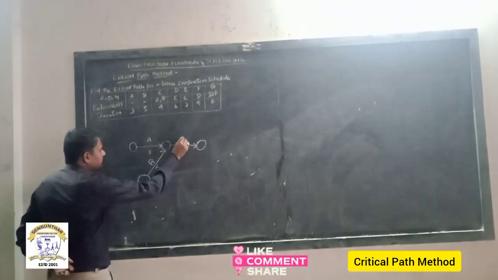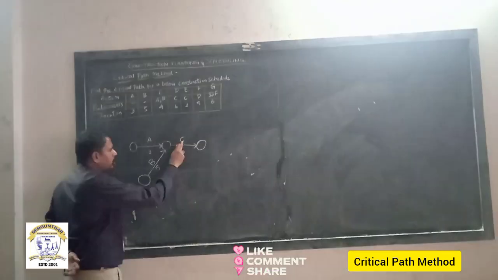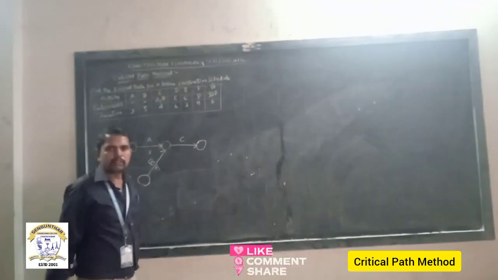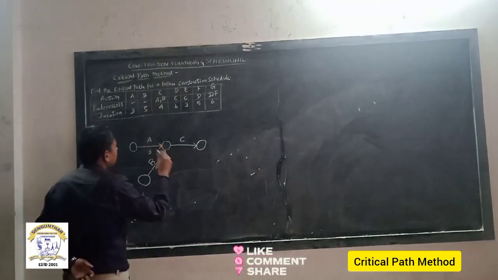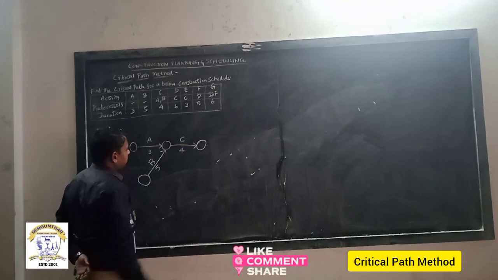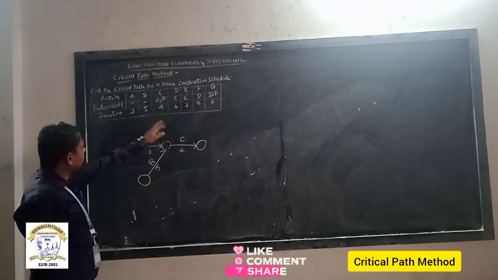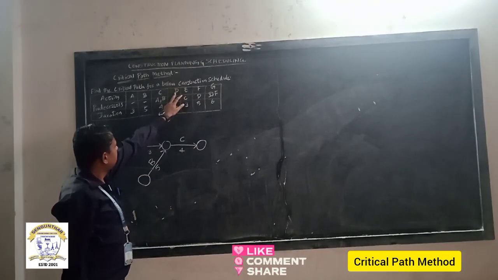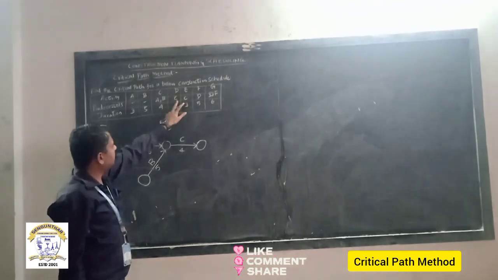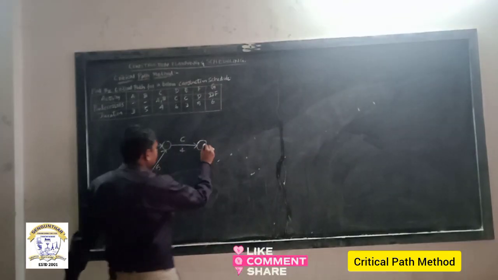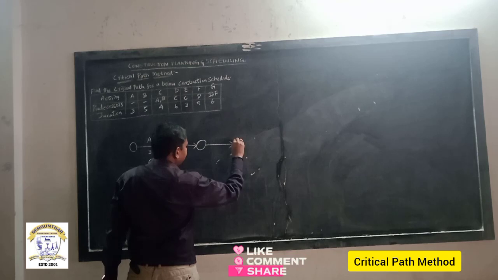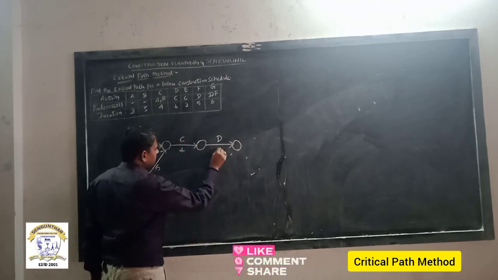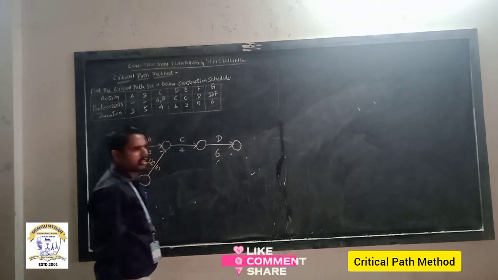Okay, listen. So this is C activity. When the C activity starts, only after activity A and activity B end will activity C be initiated. That is the meaning of this point. So for C activity, the respective duration is 4. Right. See the next activity, D. For D activity, what is the preceding activity? C. So after completion of C only, activity D will be initiated. So this is D activity, and its respective duration is 6.